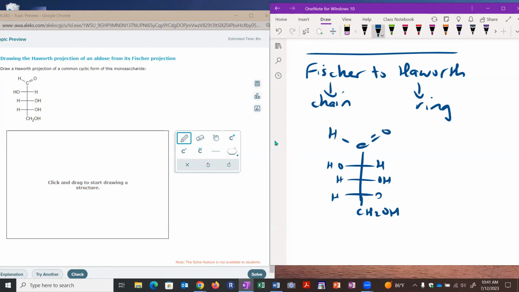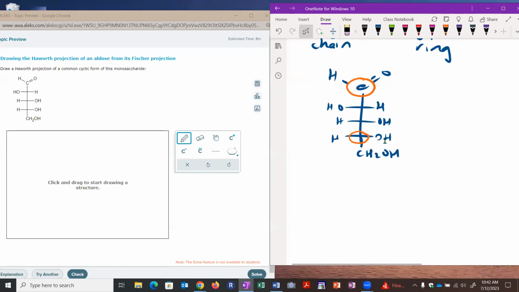The way that we want to draw these, if you have a 5 carbon chain in this case, we're going to end up making a ring structure that is a 5-sided ring. The way it's going to happen is that carbon number 1 here is going to react with the second to last carbon from the bottom, which in this case would be carbon number 4. So when they fold up around, you actually end up making a 5-sided ring.